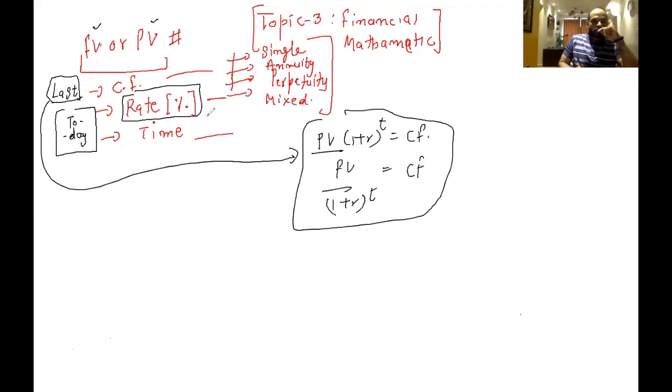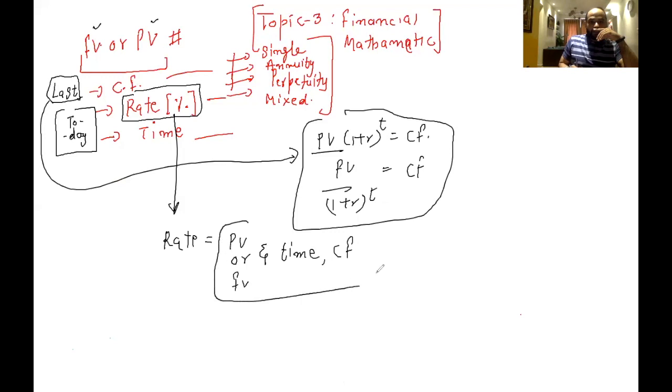So in this lecture, we will find out the rate. We will find out the rate using maybe present value or future value, all right? And time with cash flows. So using this information, we're gonna calculate a rate. That's the main idea for this session, to estimate the rates using present value or future value. So that's the idea for today's session. So let's start with the session.